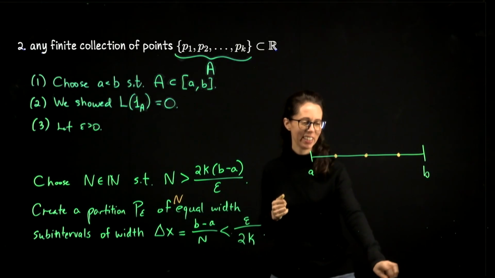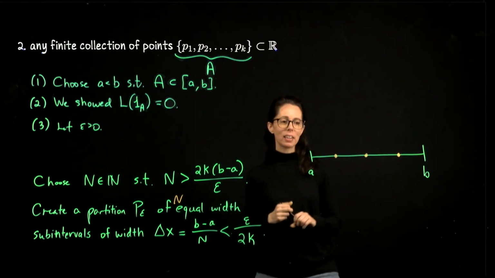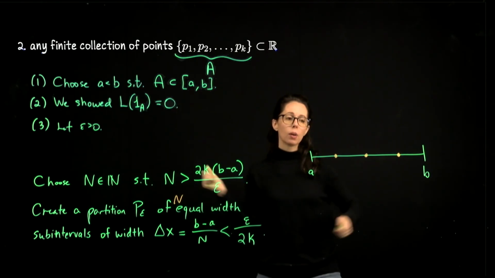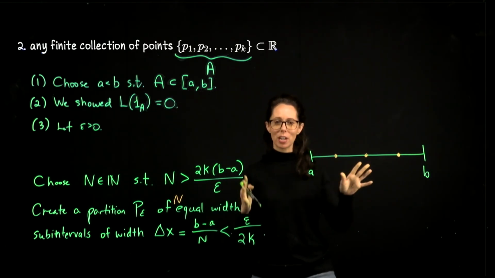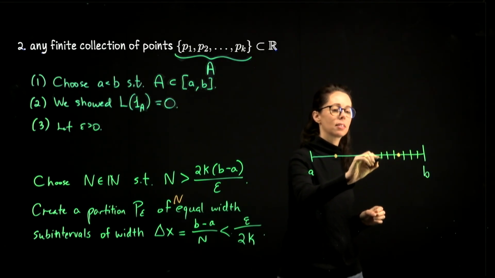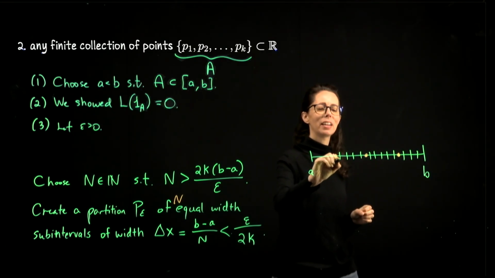Yeah, that's fine. How many subintervals might contain one of these points? Well, let me give you just one possible partition. It might not be perfectly evenly spaced, but let's imagine our partition looks kind of like this. Not necessarily drawn to scale.